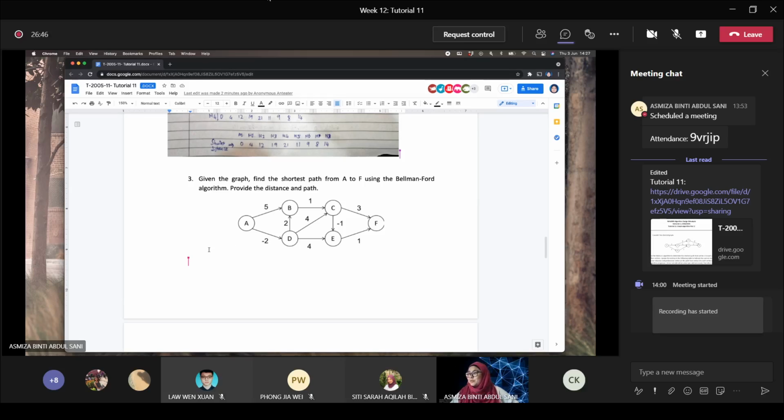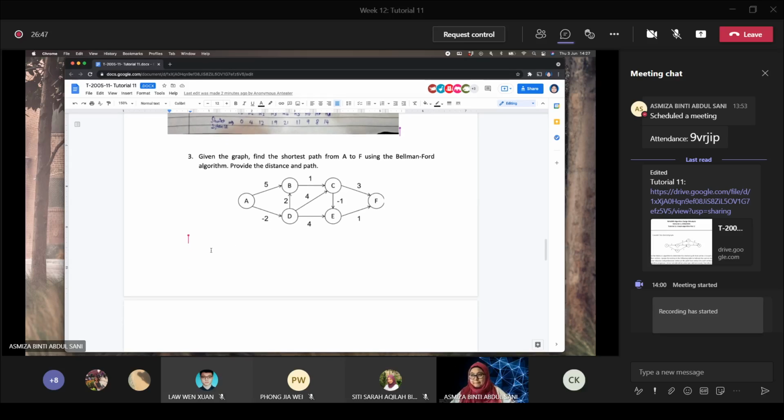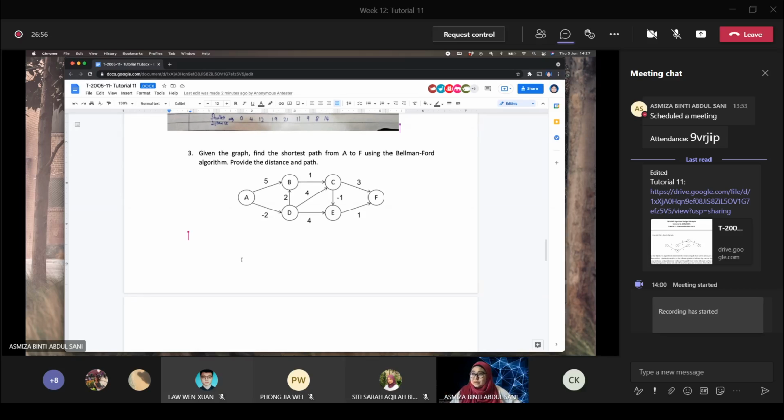Okay, for question number 3, I actually have 3 monitors to look at, so sometimes I was looking at the other monitor. For question number 3, given the graph, find the shortest path from A to F using the Bellman-Ford algorithm.